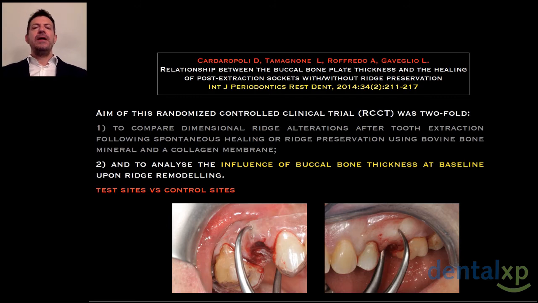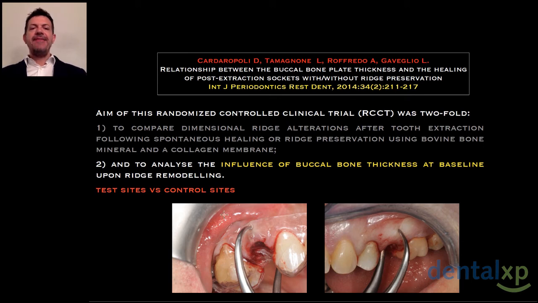In 2014, we published another randomized controlled clinical trial, again to compare the dimensional ridge alteration before and after tooth extraction. But in this study, we didn't perform measurements on cast models. All the measurements were performed intrasurgically, so directly on the bone using a bone caliper.